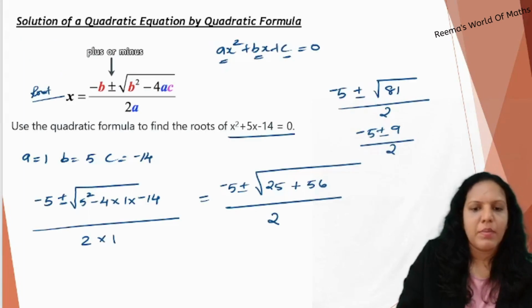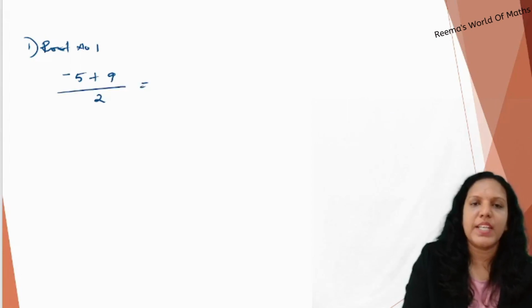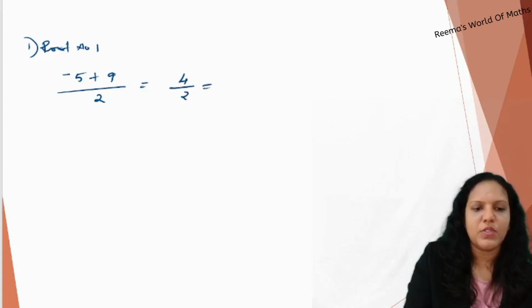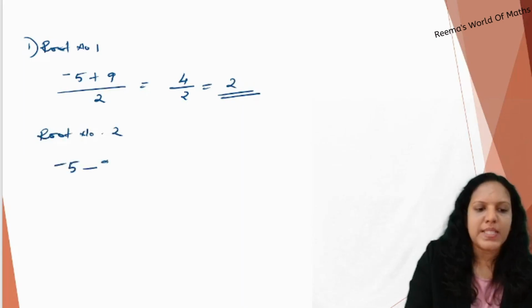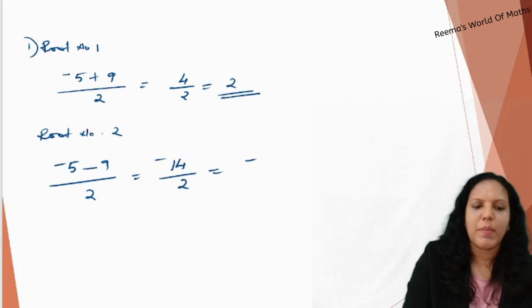Now the first root, root number 1, will be minus 5 plus 9 divided by 2. Minus 5 plus 9 is 4, divided by 2 which is 2. The first root is 2. The second one, root number 2, which is solution number 2, will be minus 5 minus 9 divided by 2. So that is minus 5 minus 9, which is minus 14, divided by 2, which is minus 7.